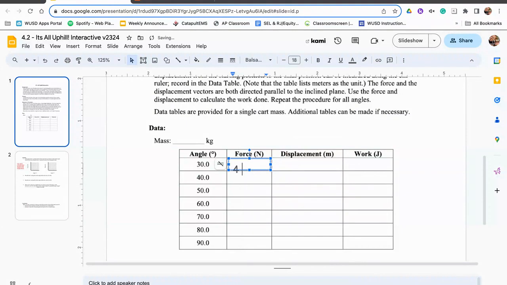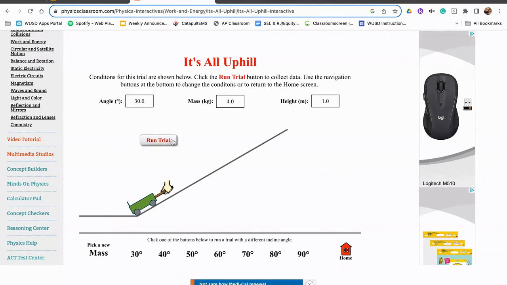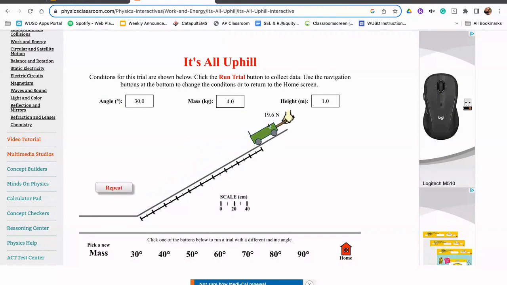So 4 kilograms. Let's make that a little smaller. Oops. This should go up here. I guess I can't read. And then let's go ahead and figure out what the force and displacement are. So we'll go ahead and run the trial. Okay, and it tells us 19.6 newtons.